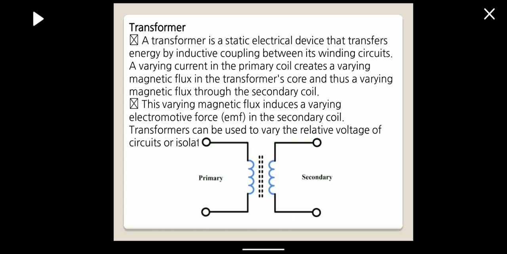Then transformer. This is the symbol for the transformer. A transformer is a static device which transfers electrical energy from one circuit to another without changing frequency. So this is called a transformer.